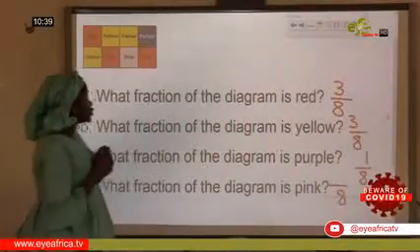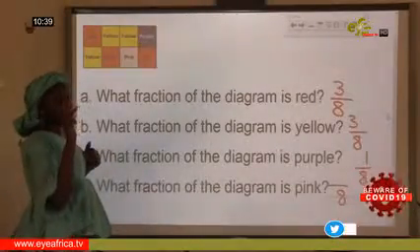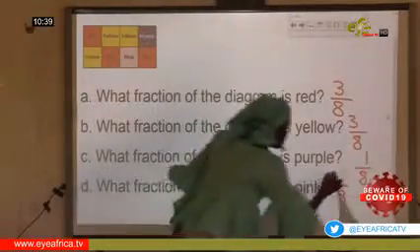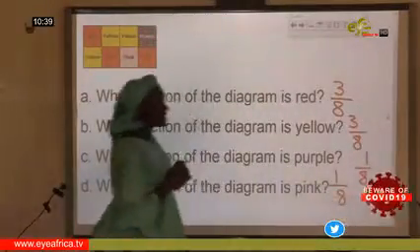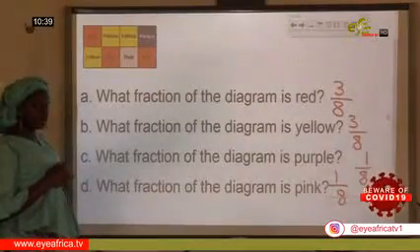And our numerator is going to be what? The number of portions colored pink there. And that is only 1. So therefore our answer is 1/8.